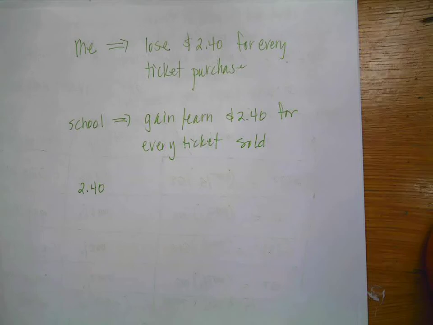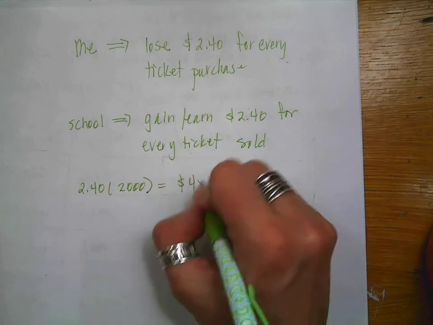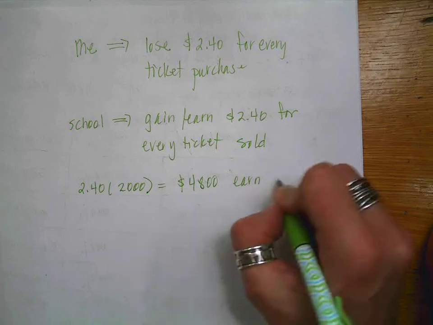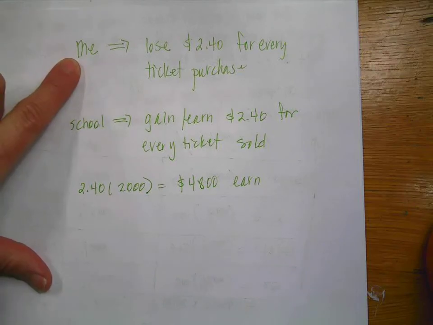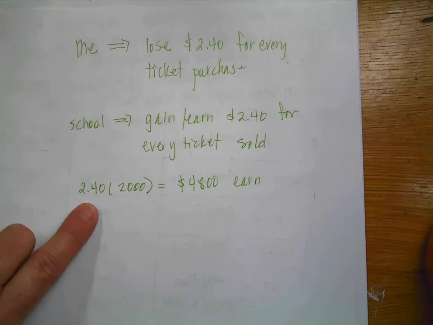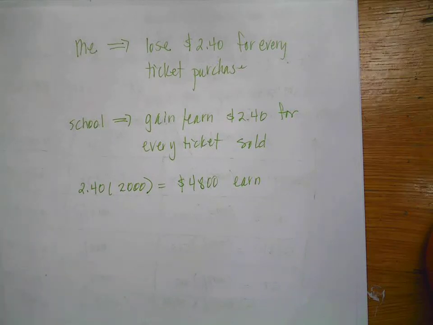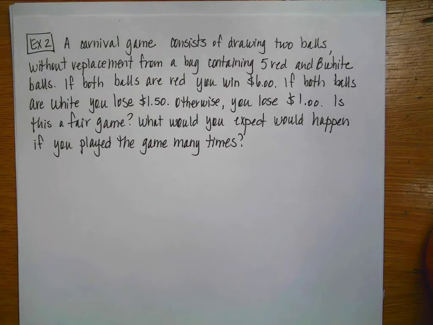So that means if I'm going to make $2.40 and I sold 2,000 tickets, then I'm potentially going to earn $4,800 out of my fundraiser, okay? So that is just another way to think about it. So if we look at it from an individual standpoint, based on the statistics, I'm losing $2.40 for every ticket that I purchase. The school then gains that $2.40 for every ticket sold, so the school can potentially make $4,800 for every ticket that they sell. Okay? So we have another example for us, along this same line.